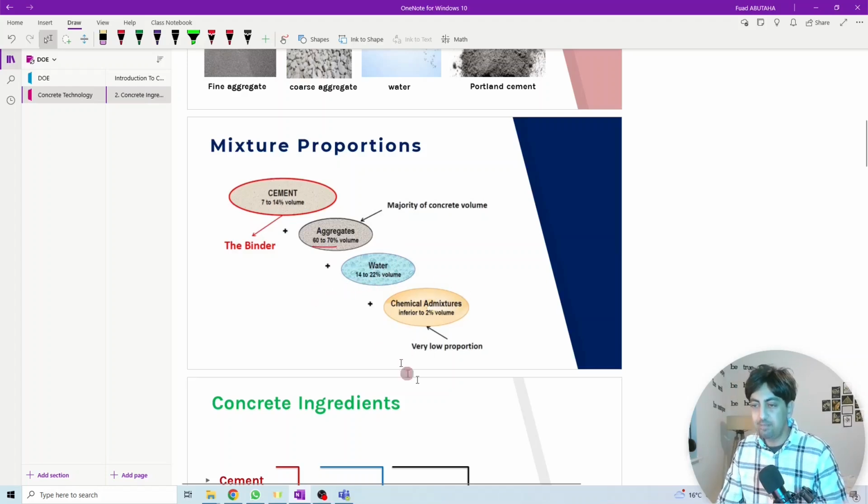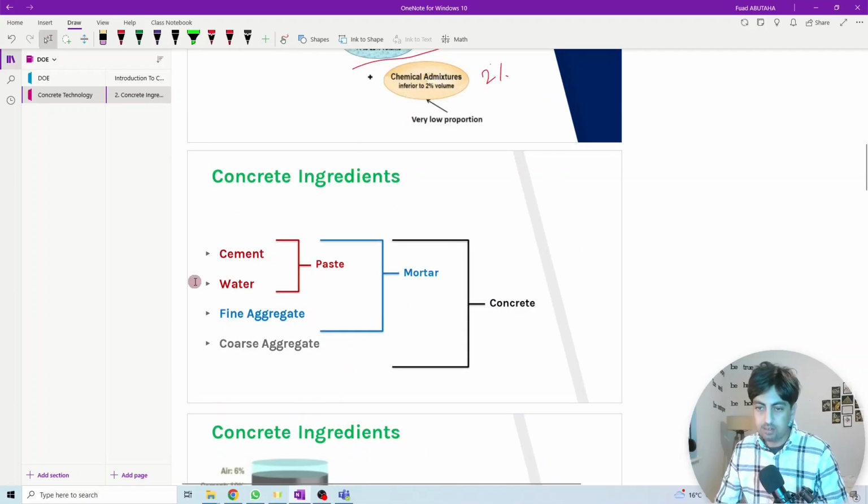And lastly is the admixtures, the extra material that you can add together with these main ingredients, and it can go up to roughly 2%. Among the different percentages, you can see that the majority of the concrete is aggregate. We have here the concrete ingredients: cement, water, sand, and coarse aggregate.